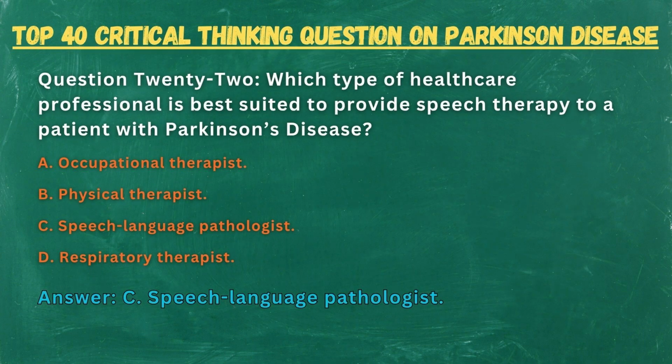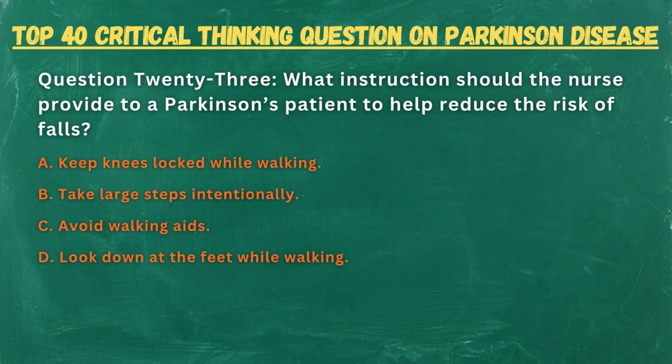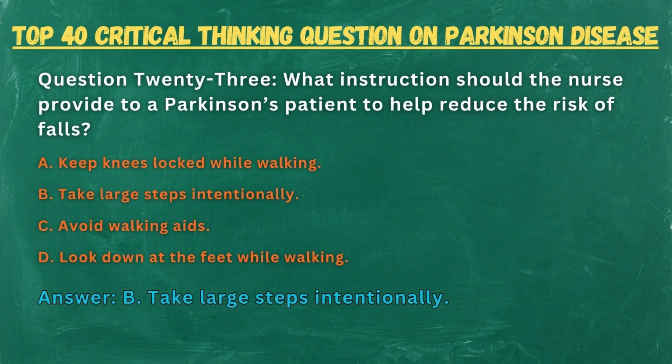Answer: C. Speech-language pathologist. Question 23. What instruction should the nurse provide to a Parkinson's patient to help reduce the risk of falls? A. Keep knees locked while walking. B. Take large steps intentionally. C. Avoid walking aids. D. Look down at the feet while walking. Answer: B. Take large steps intentionally.